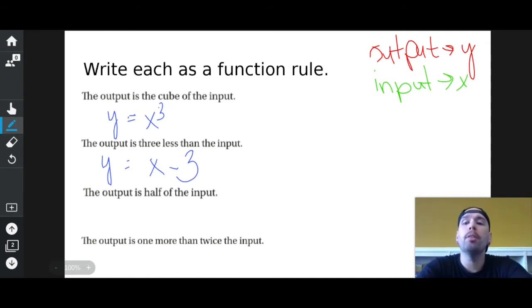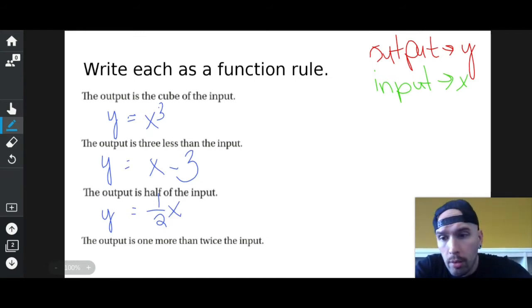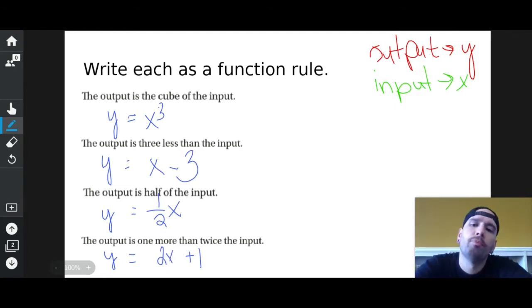The output, y, equals half of the input, x. The output, y, equals 1 more than, so I see that word than again, so I put 1 at the end, and if it's more, you're adding, twice the input. All right? Function rules.